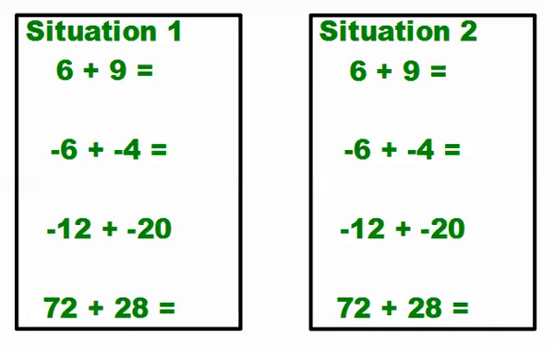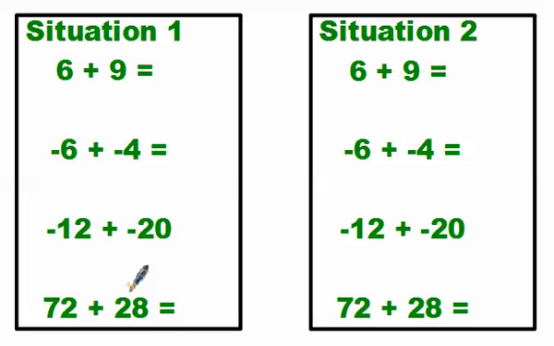So we're going to talk about some rules or algorithms for adding integers. We have two situations. In situation one, we have two integers, and we're adding for all of the problems. And you'll notice in all of these problems, the signs for each of the numbers in the problem are the same. So I'm going to go ahead and put the answers down, and then we'll discuss how we got them.